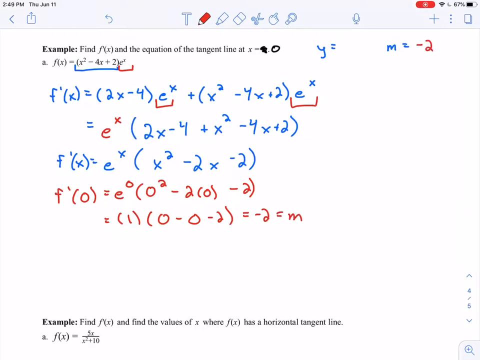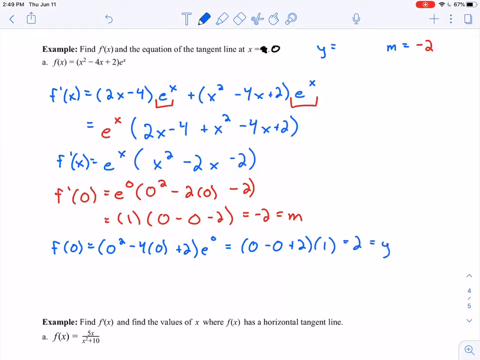And then I also need to find the y value, and for that, I'm going to look back at the original function, f of x. I'm going to take my x value of 0 and plug that into my original f of x. So f of 0 is equal to 0 squared minus 4 times 0 plus 2, times e to the 0. This is 0 minus 0 plus 2. e to the 0, we just said, was 1. So this is a positive 2. Here's my y value. I've got my x value. I've got my y value. Got my slope. Got everything I need.